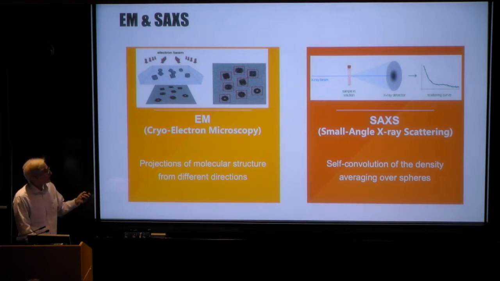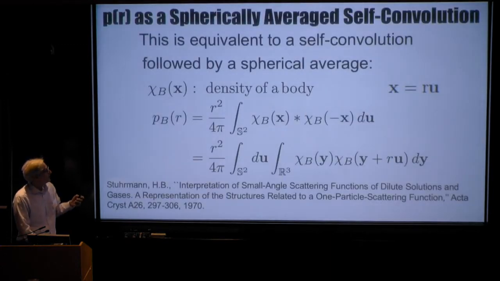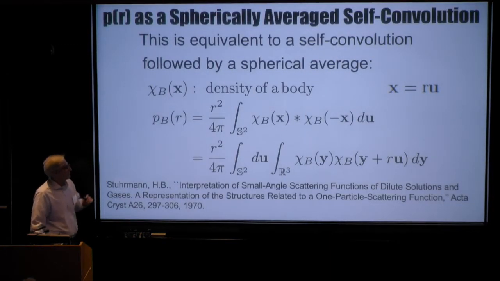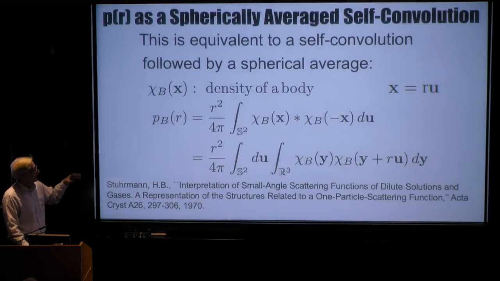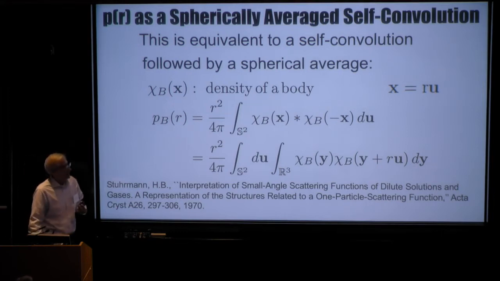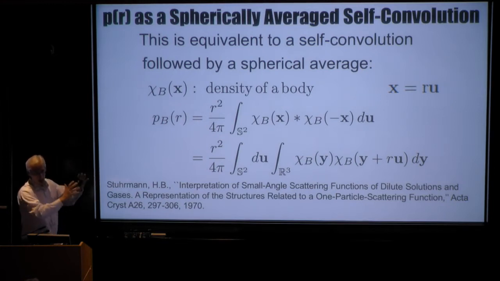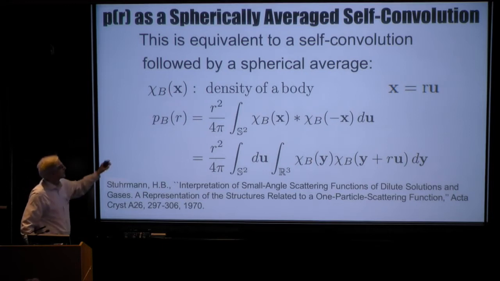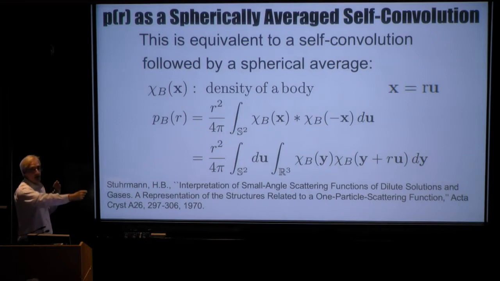And the mathematics of SAXS is described as follows. If chi sub b is the characteristic function of your body, your molecule, think of it as the electron density, and you perform the convolution of that with itself, actually with a reflected version of itself, and then decompose the position x into spherical coordinates and average over spheres, you get this pair correlation function, this P_B of R. It's a radial function.